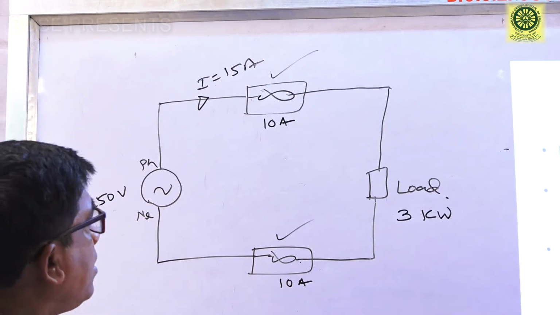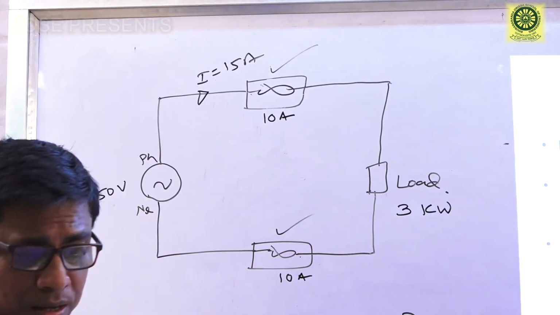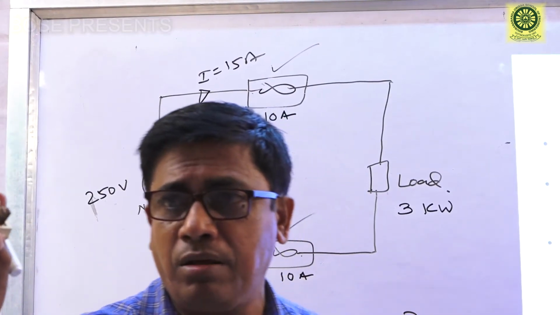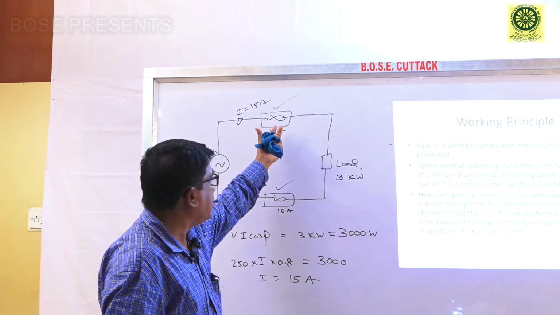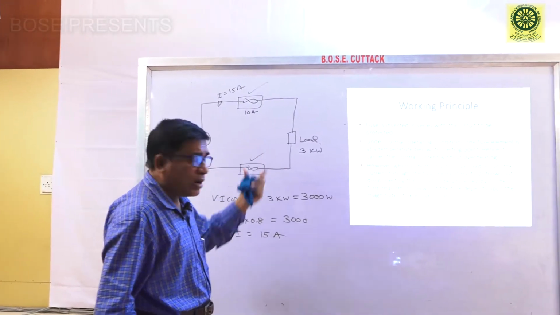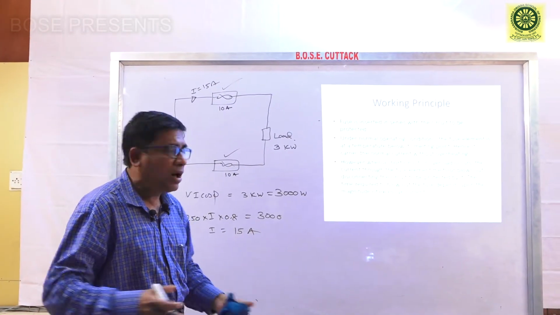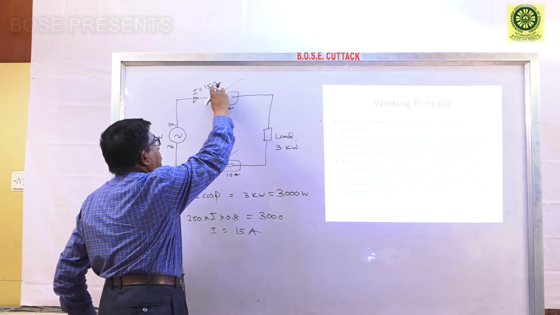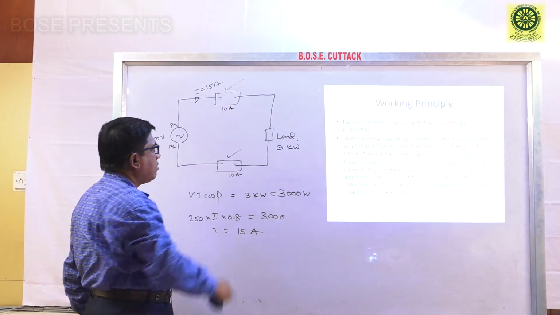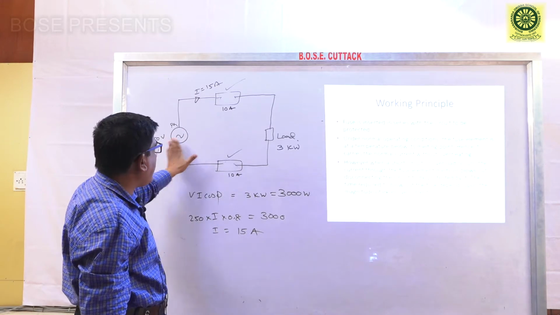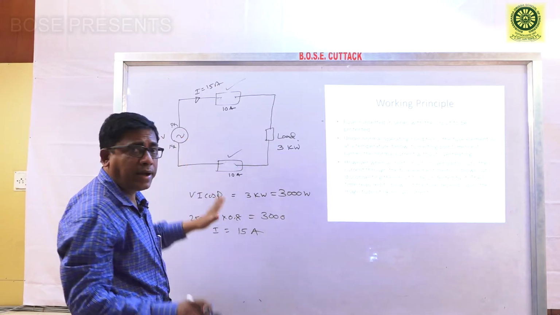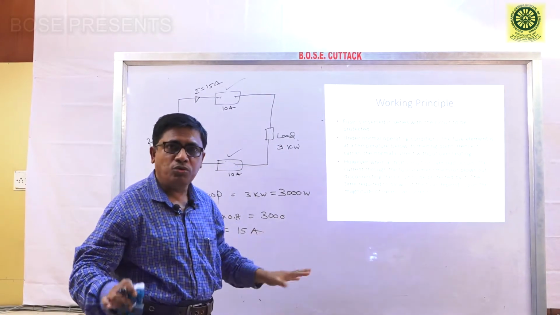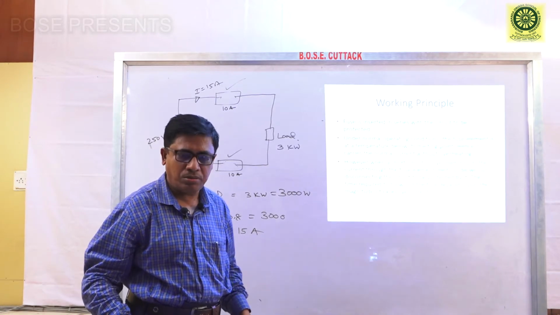So what will happen? Now the protective device given is 10 ampere. The fuse is rated at 10 ampere. So what will happen? It will start heating. Then it will start melting. Finally it will be disconnected. So the load end and power end will be separated. So this is the work of the fuse.